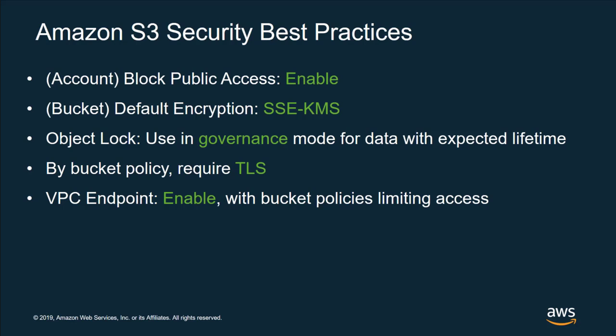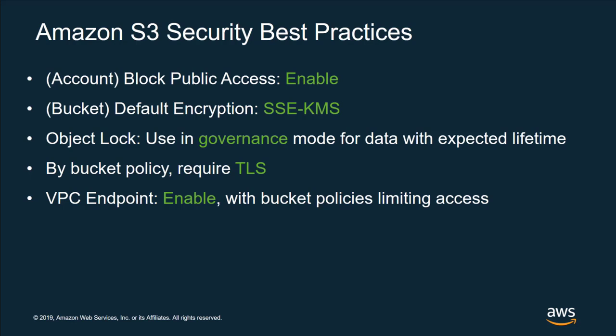Number two, enable default encryption at the bucket level. SSE-KMS is the preferred method for default encryption. Again, it gives you a nice AWS-wide tool for managing your keys and restricting access to those keys. Three, turn on Object Lock. Use it in governance mode with an expected lifetime for your data. That, combined with versioning, is a very effective way to prevent accidental deletions. That can be a very painful experience when deleting business-critical data.